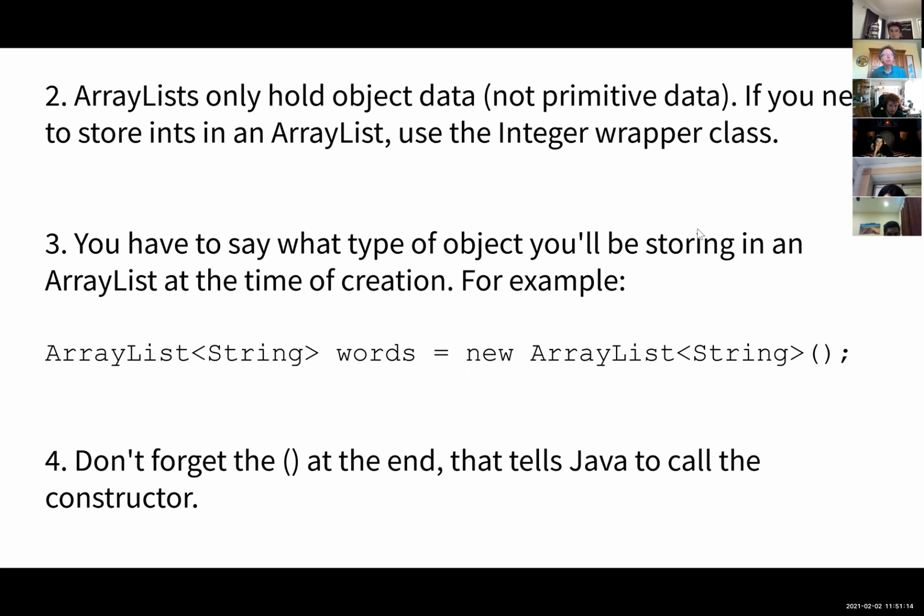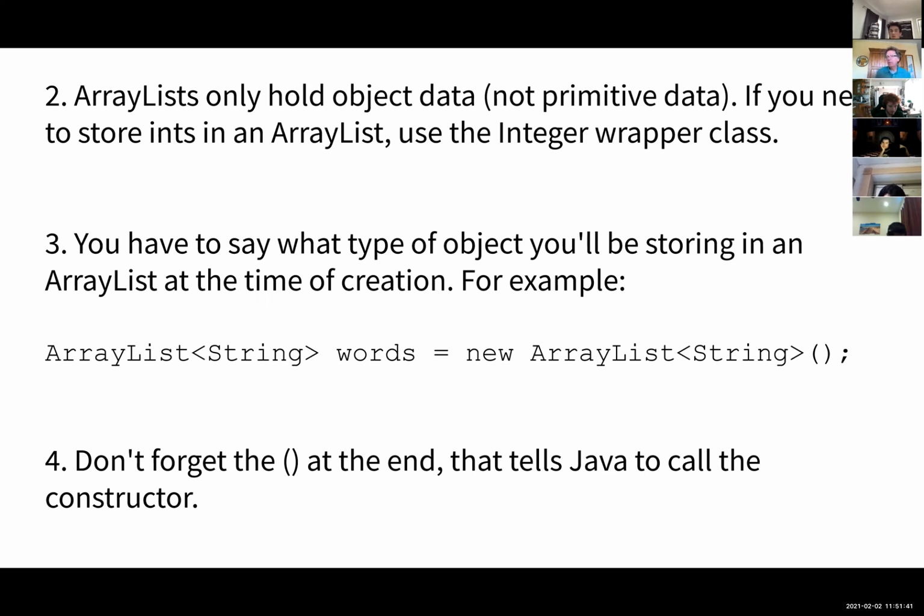I think I have 6 points. The second point: array lists only hold object data, not primitive data. So that's like frogs or students or books or strings. If you need to make an array list with primitive data, you use the capital letter version of the primitive data class. Those are called wrapper classes. So it's like capital I Integer or capital D Double.